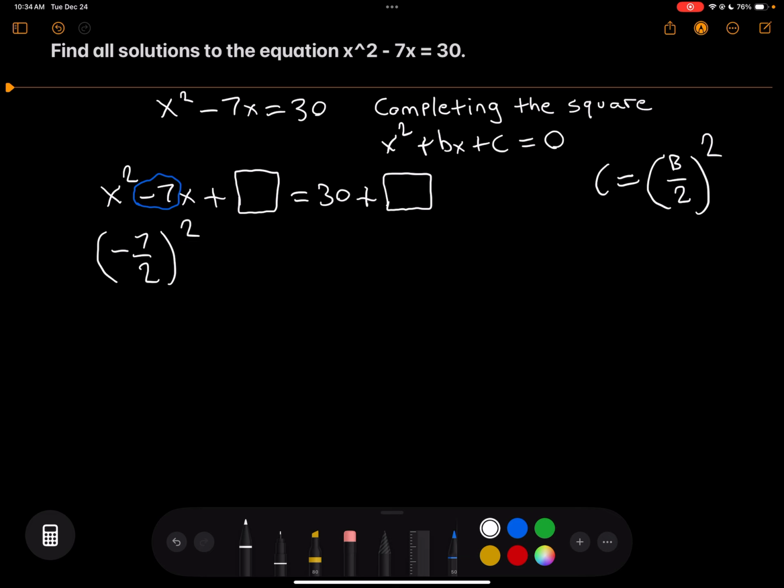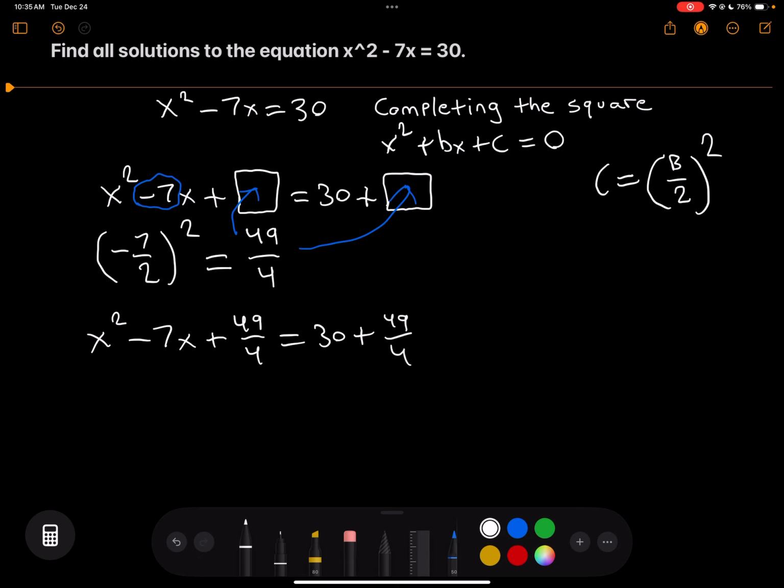So then we can multiply that out. We wind up with always a positive number when squaring, unless we want imaginary numbers. We're not necessarily dealing with imaginary or complex numbers here. We only want the real ones. So we wind up with 49 over 4 as the expansion here, and that's what goes directly into these mystery boxes. 49 over 4 goes right in there. So now we can write our filled-in quadratic, getting x squared minus 7x plus 49 over 4 is equal to 30 plus 49 over 4 on both sides.